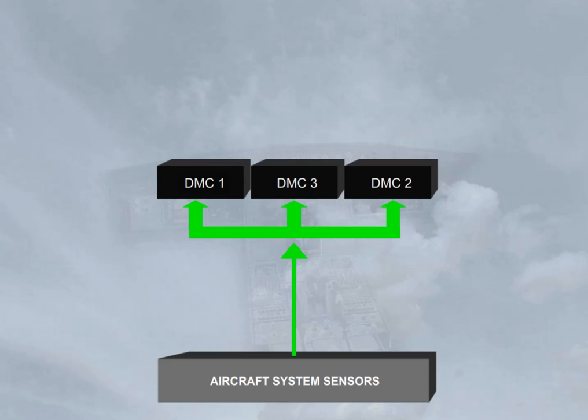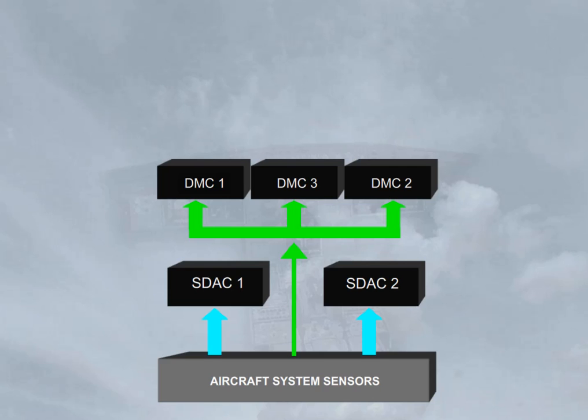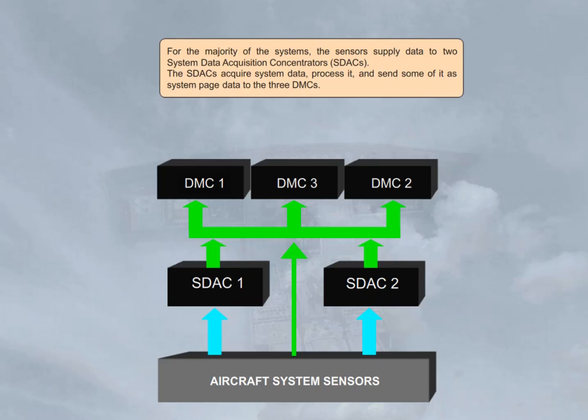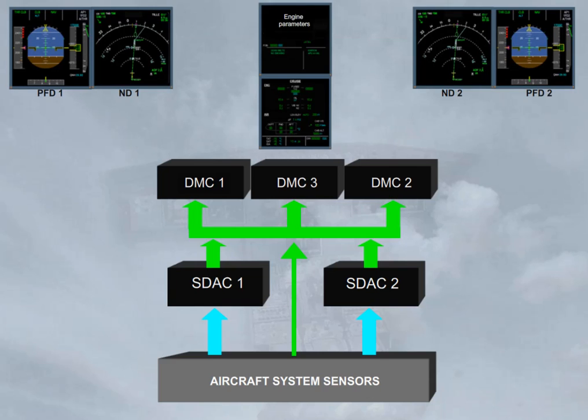For the majority of the systems, the sensors supply data to 2 system data acquisition concentrators, SDAC. The SDACs acquire system data, process it, and send some of it as system page data to the 3 DMCs. In normal operation, DMC1 drives the Captain PFD, Captain ND, and the ECAM display units. DMC2 drives the First Officer PFD and First Officer ND. DMC3 is in standby, ready to replace any failed DMC as backup.